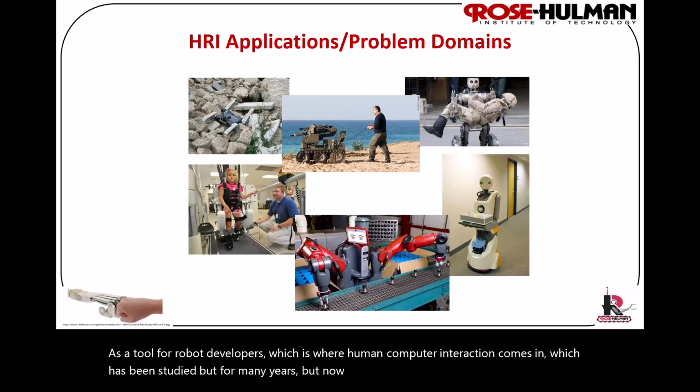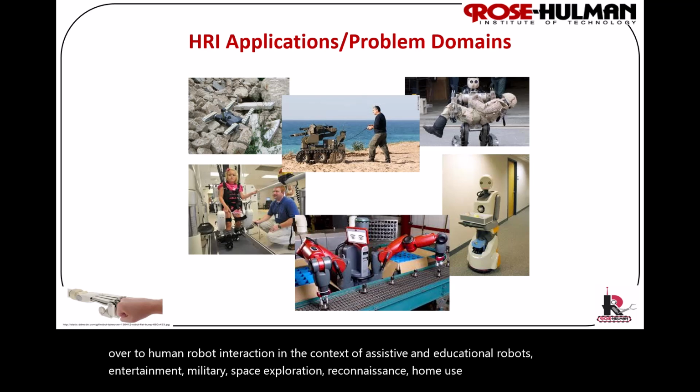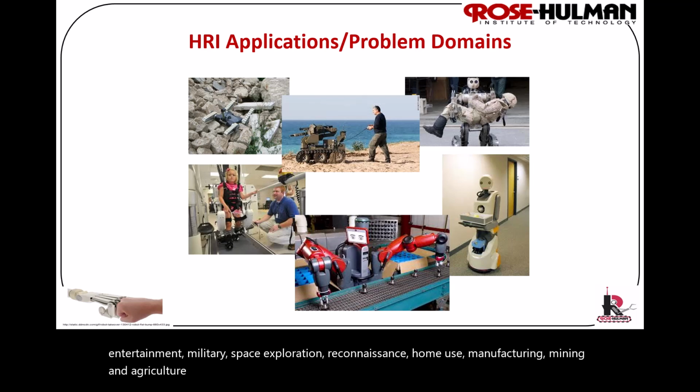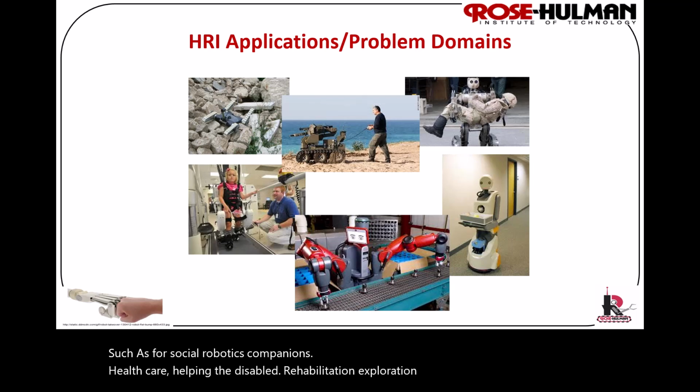But now the tools and metrics are being transferred over to human-robot interaction in the context of assistive and educational robots, entertainment, military, space exploration, reconnaissance, home use, manufacturing, mining, and agriculture, or in homes, such as for social robotics, companions, healthcare, helping the disabled, rehabilitation, exploration, or in hazardous or hostile environments.